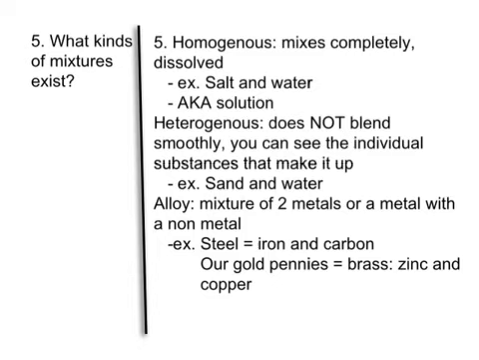stronger metal called steel. Okay, and then again, our pennies that we made on the first day of school were brass. They weren't gold, they were brass. And again, brass is zinc and copper mixed together. Okay, because both of these examples have metals in it, it's called an alloy. All right. So let me just show you examples of each of these 3 types of mixtures, and then we'll move on to our last 2 questions.